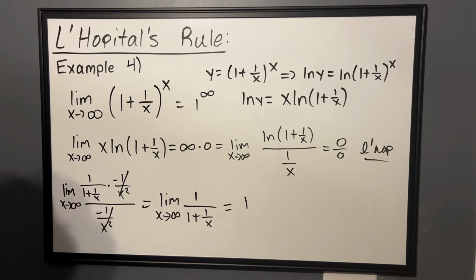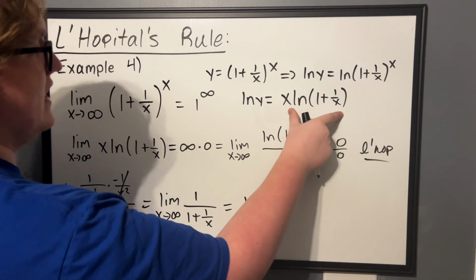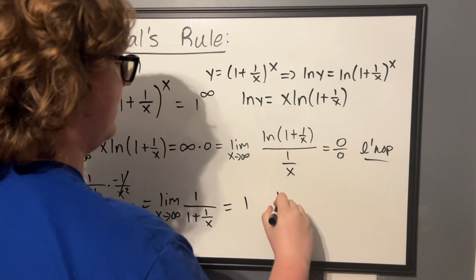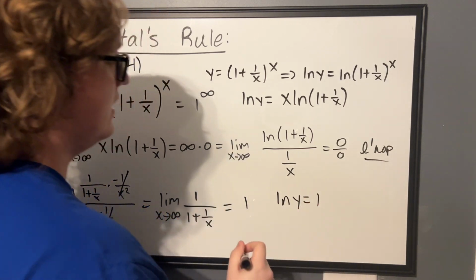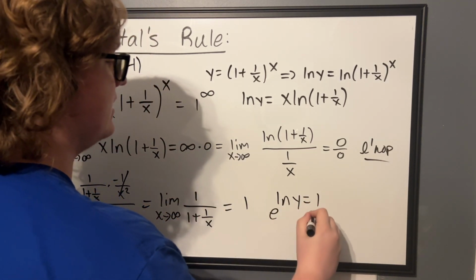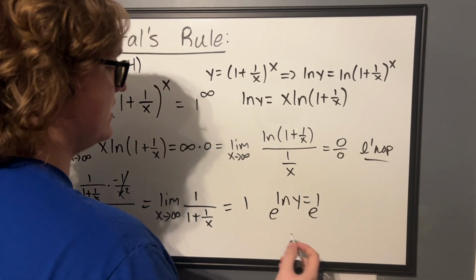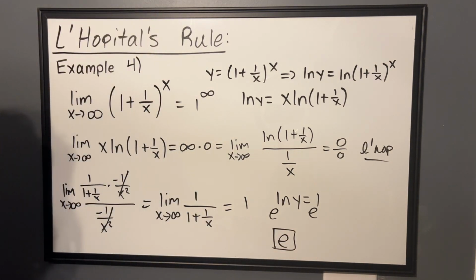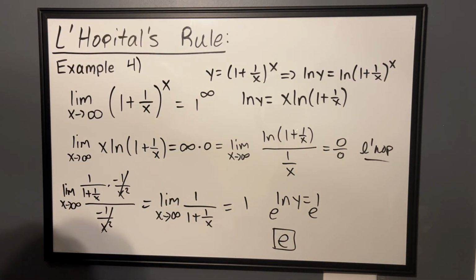Now remember that we took the limit as x goes to infinity of this, and that was ln y. So we really want to solve for y here. So we have ln y is equal to 1. So we're going to exponentiate both sides. So when we do that, we get y equals e, which means that our final limit will converge to e. And that will be our answer for example number 4.